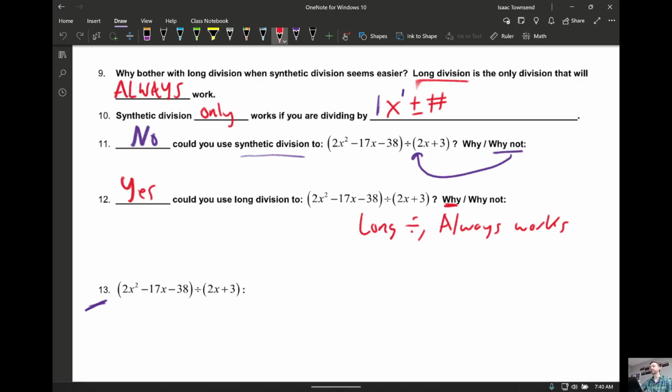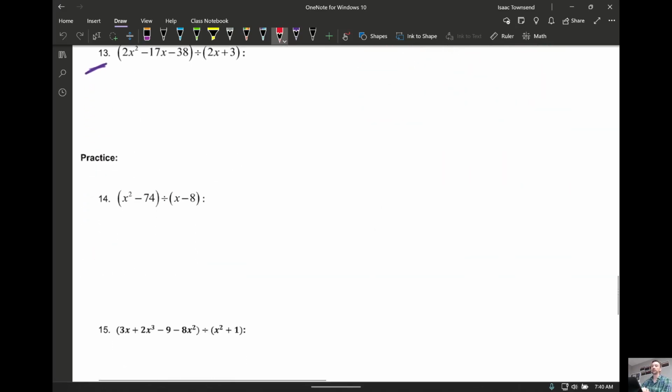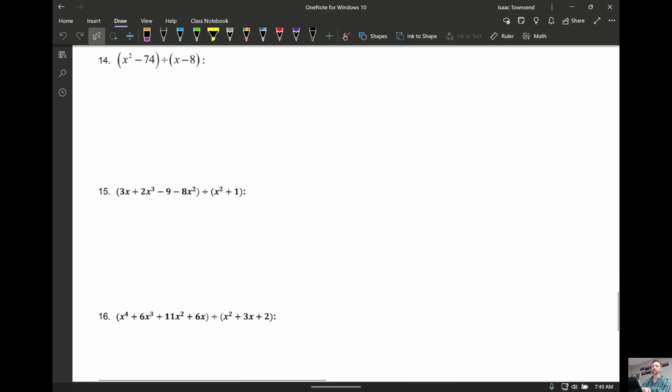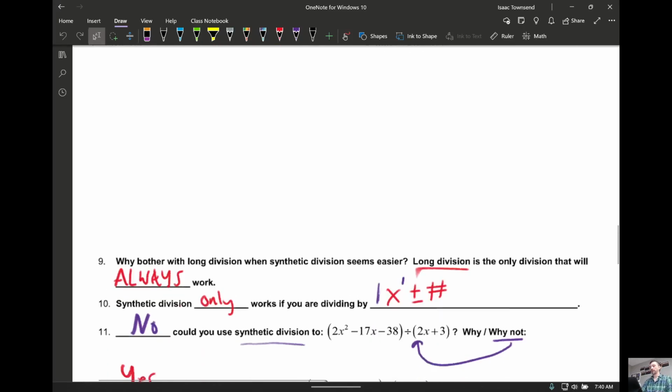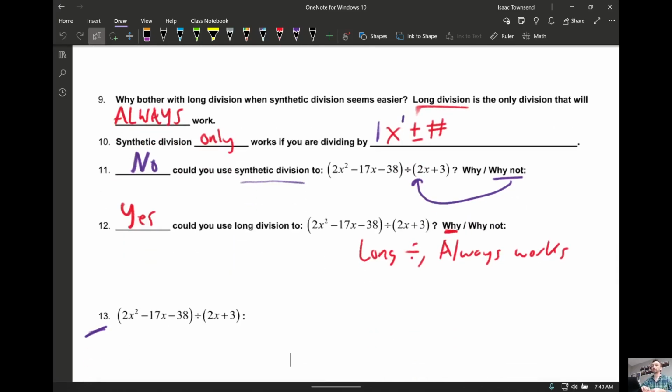So for 13, you really will need to do long division. But for 14, you can do either method if you think both methods work. Same with 15 and 16, although I may disagree. I think there's only one method that would work. Okay. So is there anything from 9 through 12 you want clarification on?